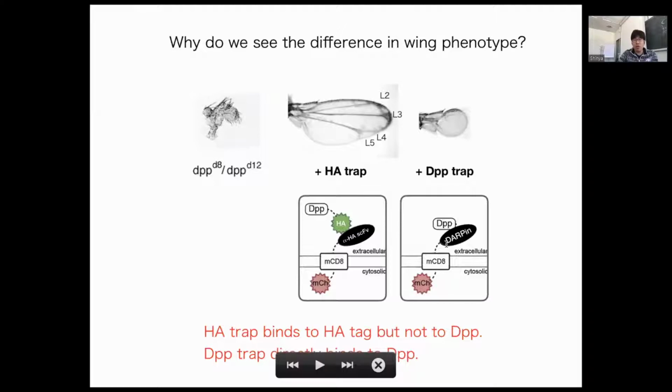Of course, we don't know this. This is just speculation. This is a scheme. We don't know the structure. So we are interested in also solving the structure, to see whether this is true. Maybe next year in the blog post, maybe we can show the structure of them and then convince you that, indeed, the DARPin blocks signaling too, in a way that they block receptor ligand binding.